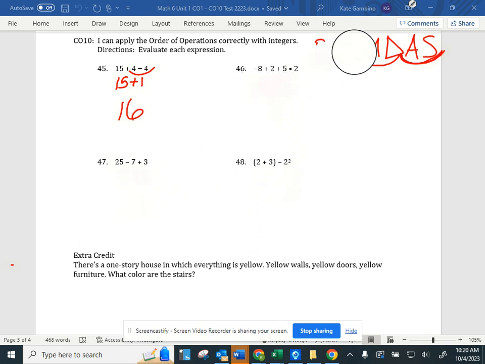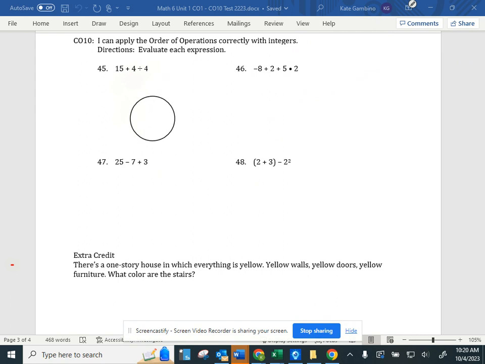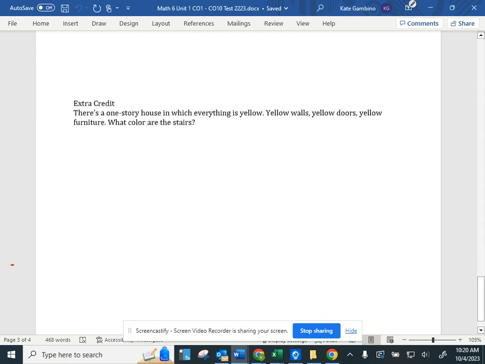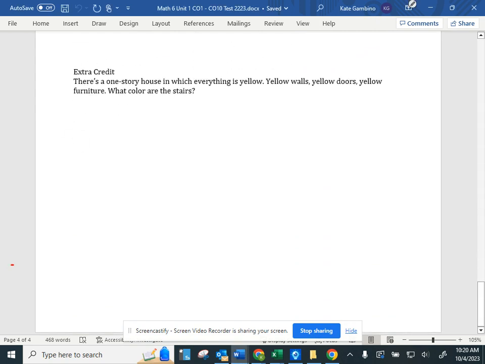Then we have our extra credit question. There's a 1-story house in which everything is yellow. Yellow walls, yellow doors, yellow furniture. What color are the stairs? I had a lot of people say, well, yellow, because everything's yellow. Why is the answer not yellow, Lilia? There's a 1-story house and there aren't stairs. It's a 1-story house. There are no stairs.